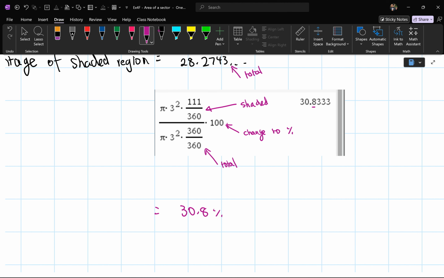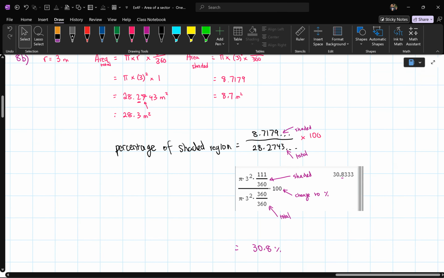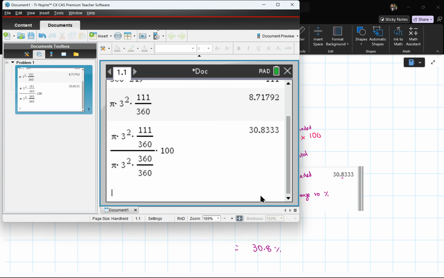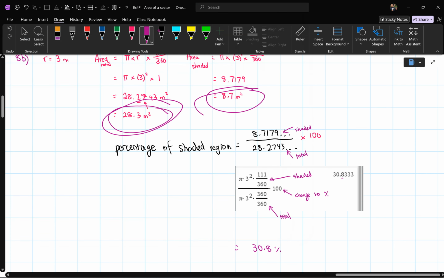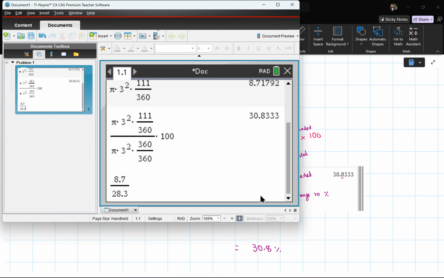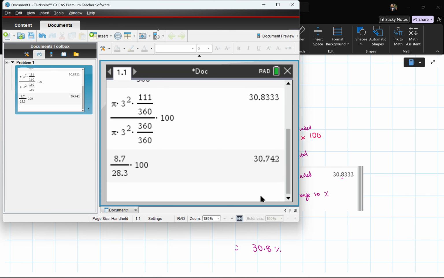Okay, if you round it too early, so what I was trying to say before is if you did 8.7 divided by 28.3, your answer will be close, but it'll be different. So watch what happens here. If I do 8.7 divided by 28.3, because those were our two answers over here before, so shaded divided by total, and then I say times by 100. Can you see the answer's slightly different? One is 30.74, and yet this one is 30.83. This is the correct answer. This is because you had rounded it too early, you lost a few numbers. And because you lost a few numbers, in the grand scheme of things, that is actually very different.